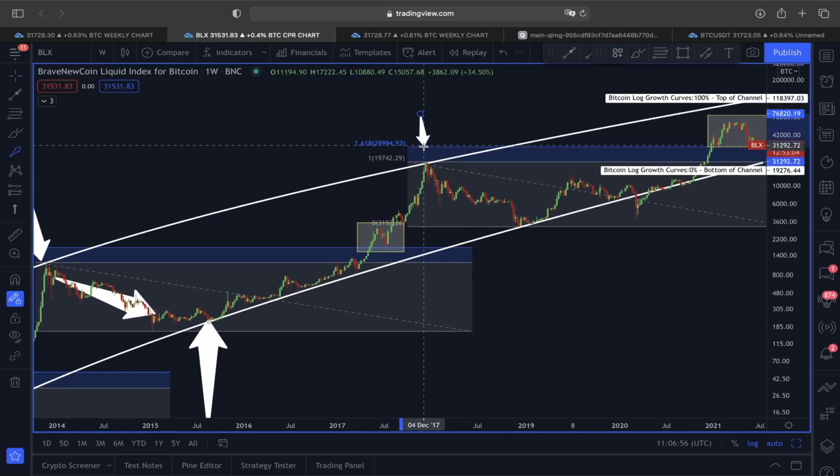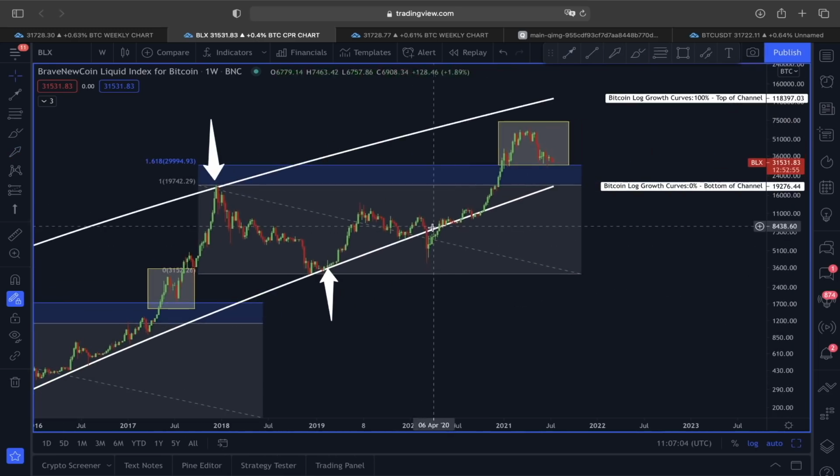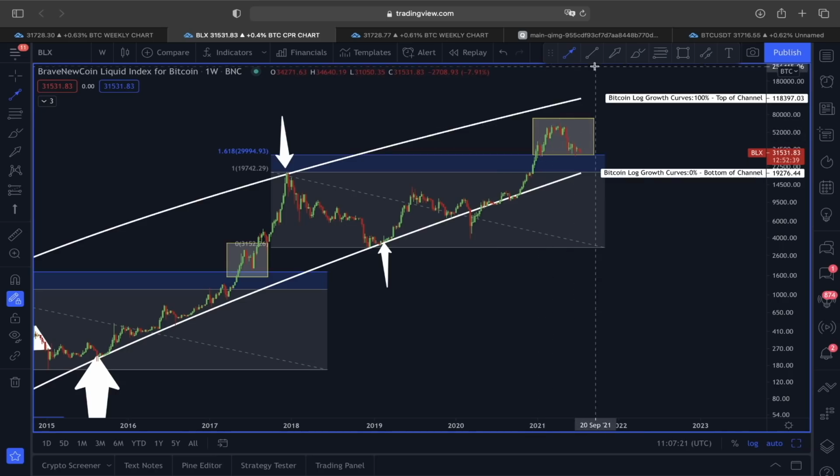Same happened here in 2017. We came at the top of the channel, and then actual trend reversal started, bringing us all the way towards the bottom of the channel. This year was more of a black swan event. So you can see here right now, if this is an actual bull market, the bull market is going to end only after reaching the top of the channel.